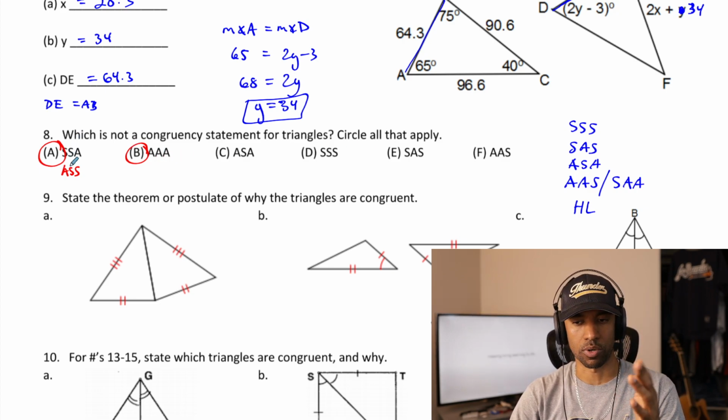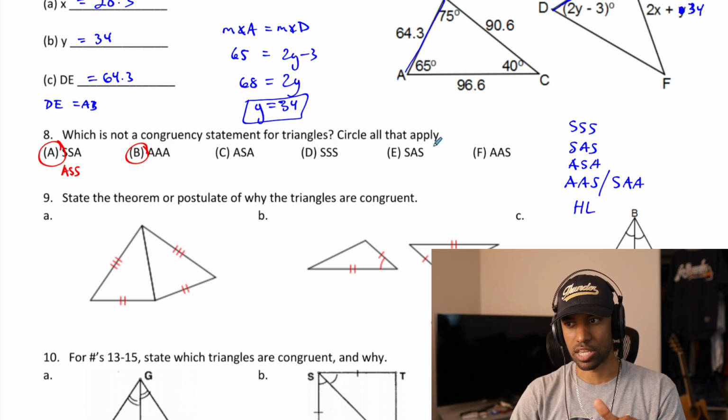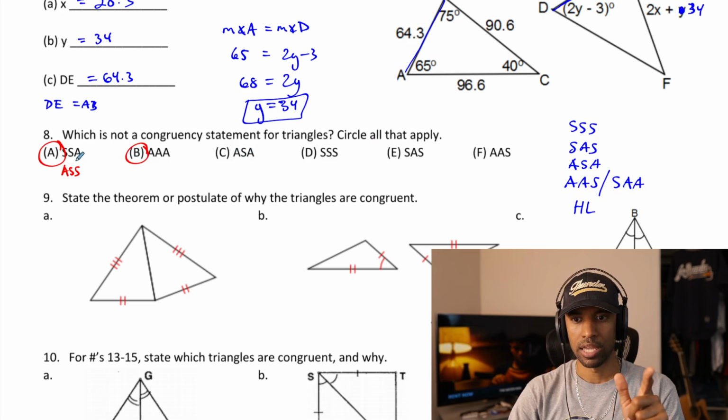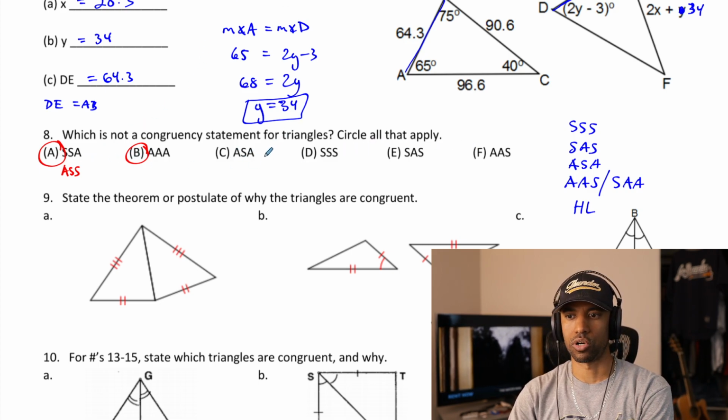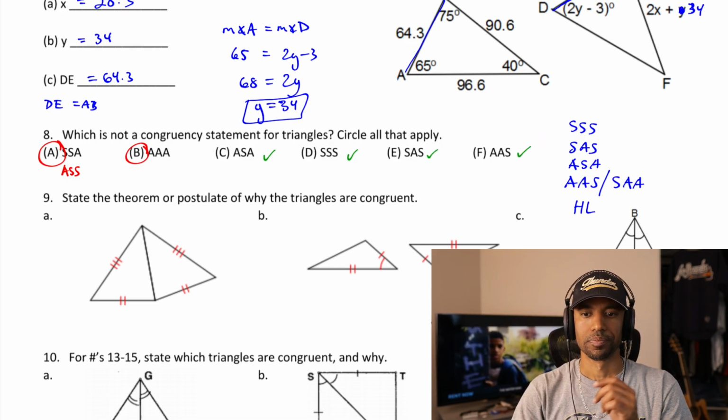In this one, it doesn't work because of the sequence, the order that it's in. Angle, side, angle works. That's good. Side, side, side works. Side, angle, side works. And angle, angle, side does work. So all 4 of these do work. These 2 do not, so we circle them, as in, nope, I will circle you.